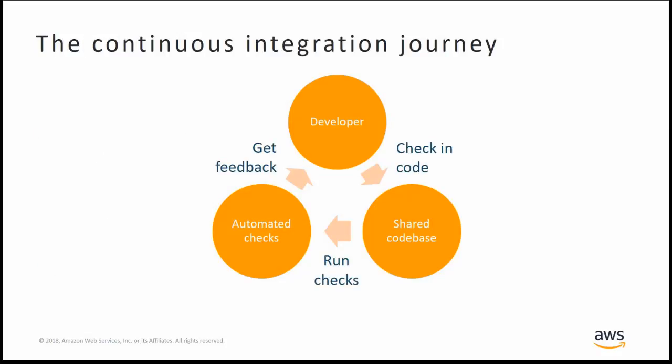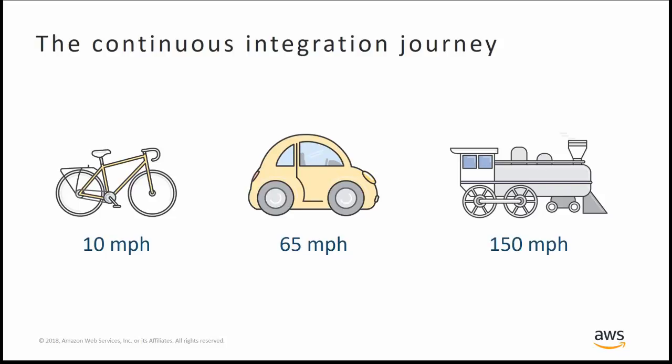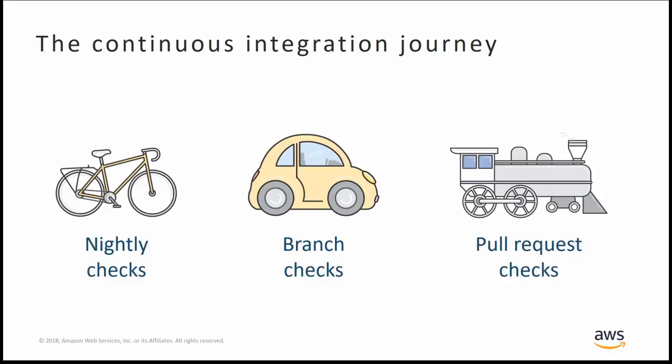So getting back to the continuous integration wheel here, as I started thinking about continuous integration for teams and walking through these different techniques, what I started thinking about was how this wheel starts spinning faster and faster as teams get better at continuous integration. And so I've broken down the 3 techniques into 3 different velocities that teams are moving at when they're developing their changes. So we're going to talk about nightly checks, branch level checks, and then pull request checks.